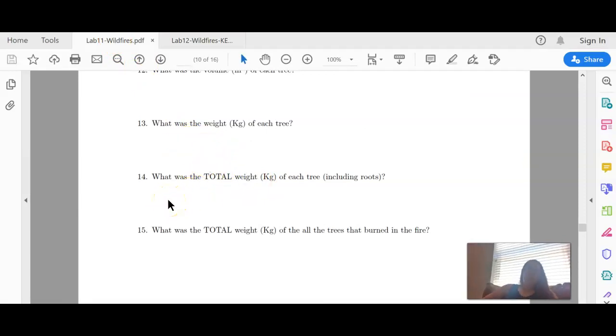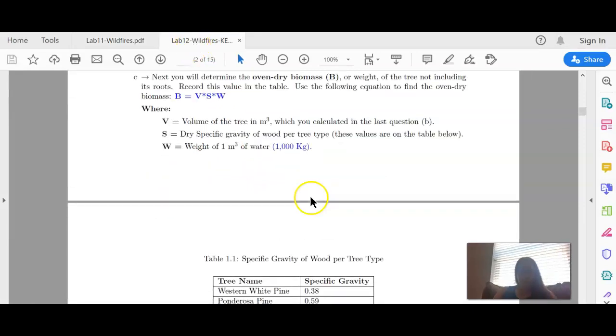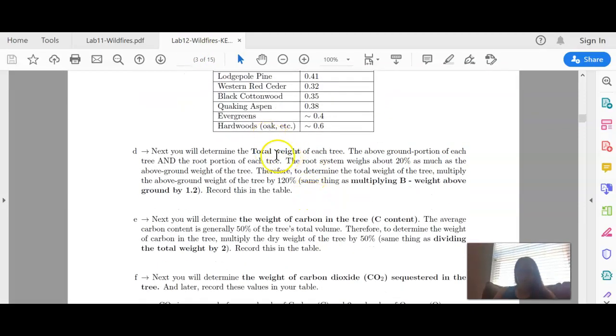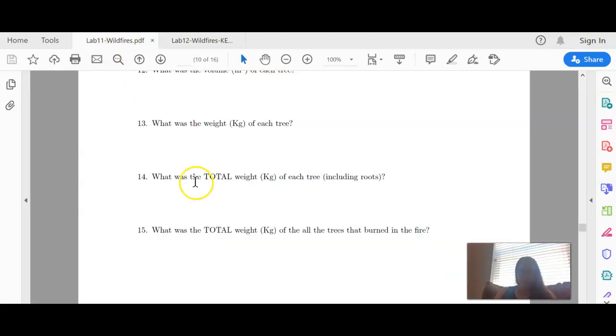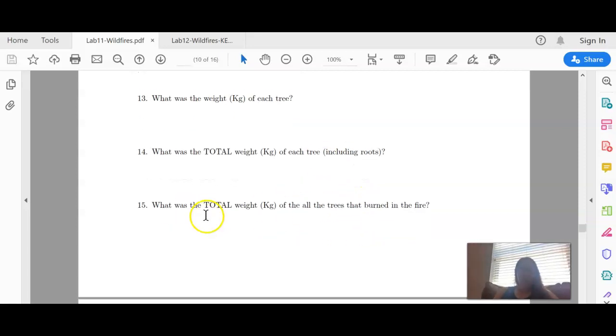Number 14. What was the total weight in kilograms of each tree, including the roots? So total weight, if you remember from the lettered part, was found by multiplying that B answer that we just obtained times 1.2. So number 14 is simply going to be whatever you get for 13 times 1.2. And that's going to determine the weight, including the roots, of each tree.